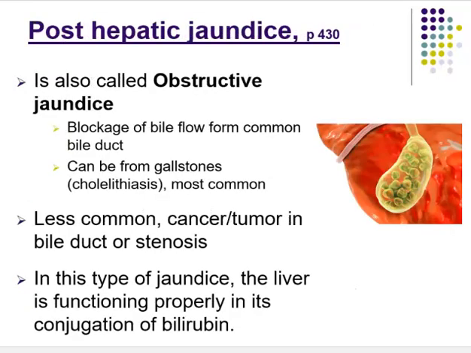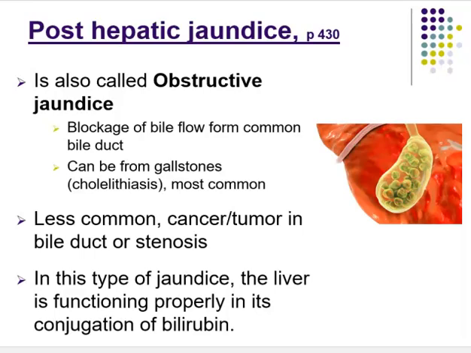So the third category of jaundice is post-hepatic jaundice. Overall, this is also known as obstructive jaundice. This is blockage of the bile flow from the common bile duct. It can be from gallstones, and that's the most common cause. Less common causes are because of a cancer or a tumor in the bile duct, or stenosis, which is the narrowing of blood vessels or a valve to reduce flow.